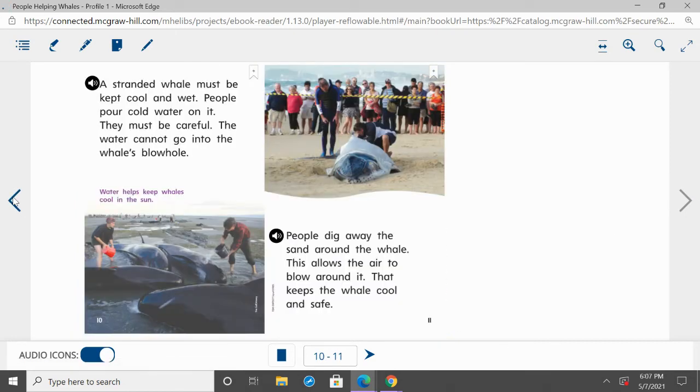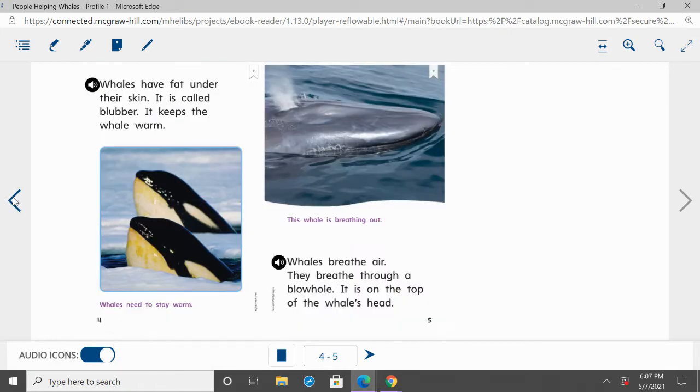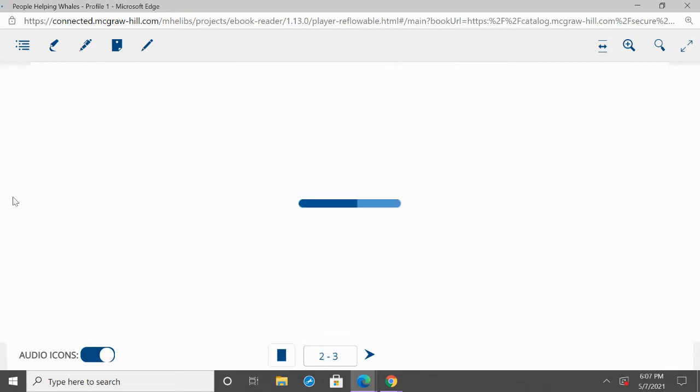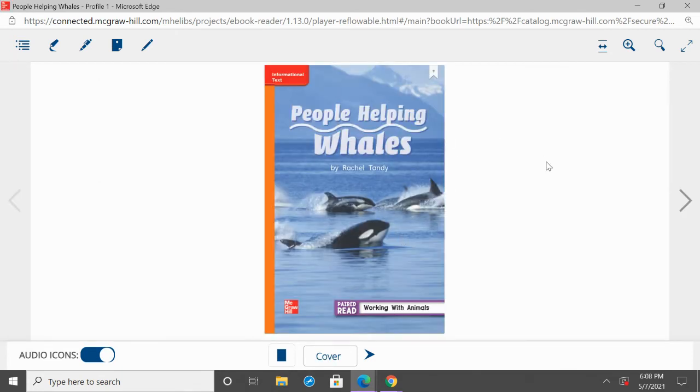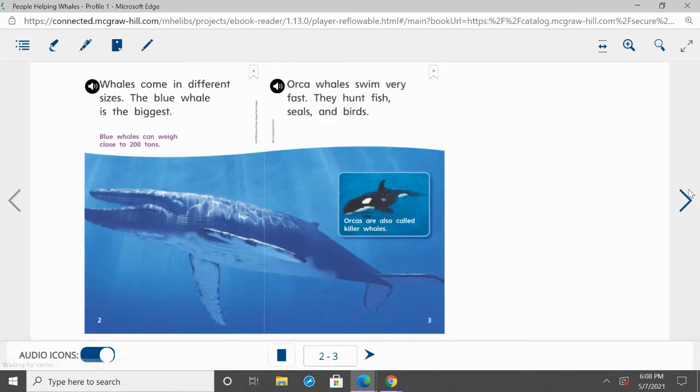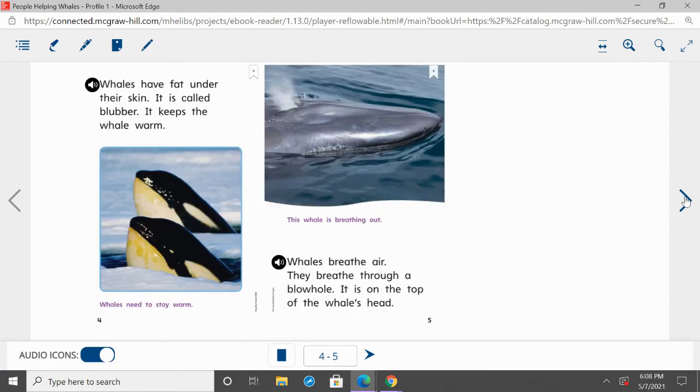So now that we read that, I want us to go back. What are the key details, or the important details, in this story that we learned about whales? And how can we use the pictures to help us know that? Well, the first thing I noticed is that it's important to know how whales breathe. Whales breathe air. They breathe through a blowhole. It is on the top of the whale's head.